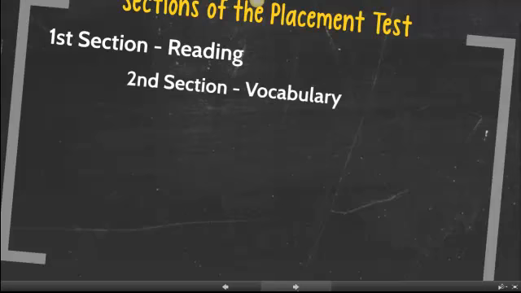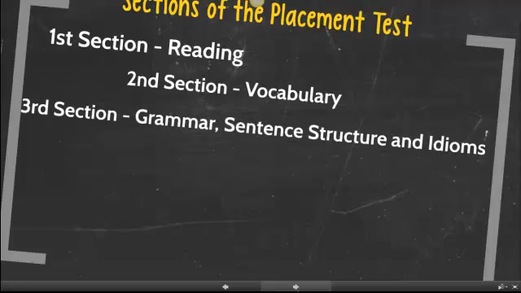The second section is on vocabulary. Read each sentence and choose the appropriate definition for the underlined word. You will have 30 minutes to complete this section. The third section is on grammar, sentence structure, and idioms. Read all directions for this part of the test carefully and make sure you understand the examples that are given. You will have 30 minutes to complete this part of the test.